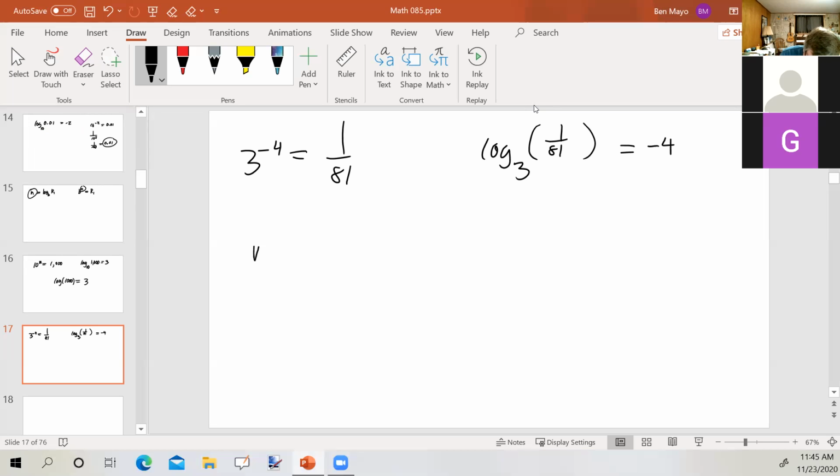How about this? M to the n power equals p. So this would be log base m of p equals n. Good job. Okay, so there's just practice going back and forth between logarithmic and exponential equations.